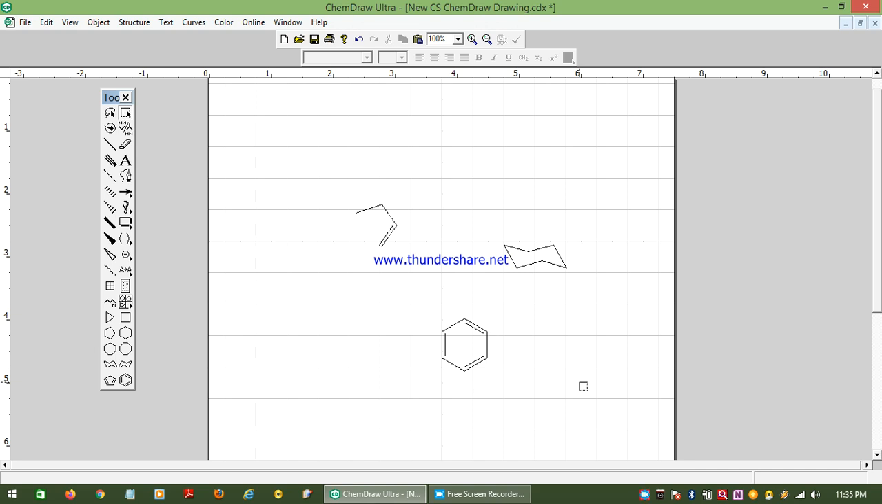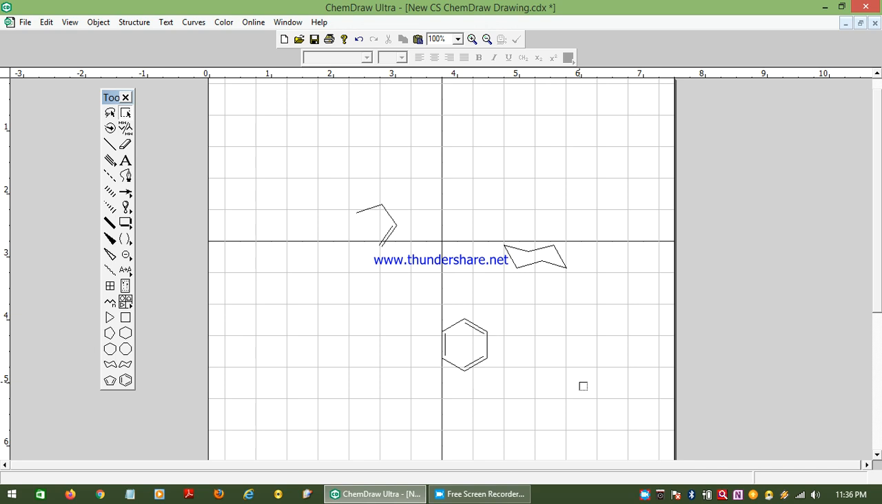Today I am talking about drawing of organic molecules in ChemDraw. This is a software. By the use of this software, we can draw structures of organic molecules, their reaction mechanisms, as well as we get some more information about the structure, like chemical and physical properties of the molecule.